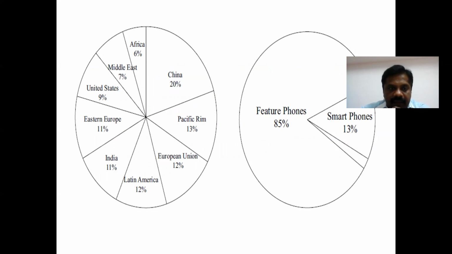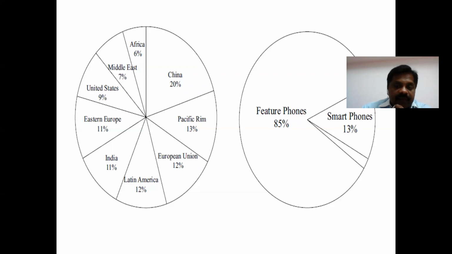See, in the first diagram, how many people are using wireless networks or wireless mobiles? In Africa 6%, China 20%, Pacific Rim 13%, European Union 12%, Latin America 12%, India 11%, Eastern Europe 11%, United States 9%, Middle East 7%. And see the other diagram: feature phones are used by 85% of people and smartphones by 13% of people.